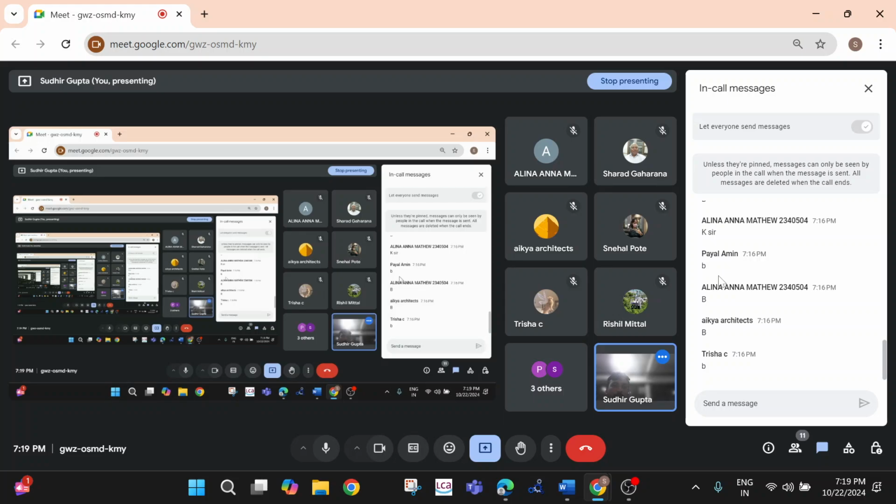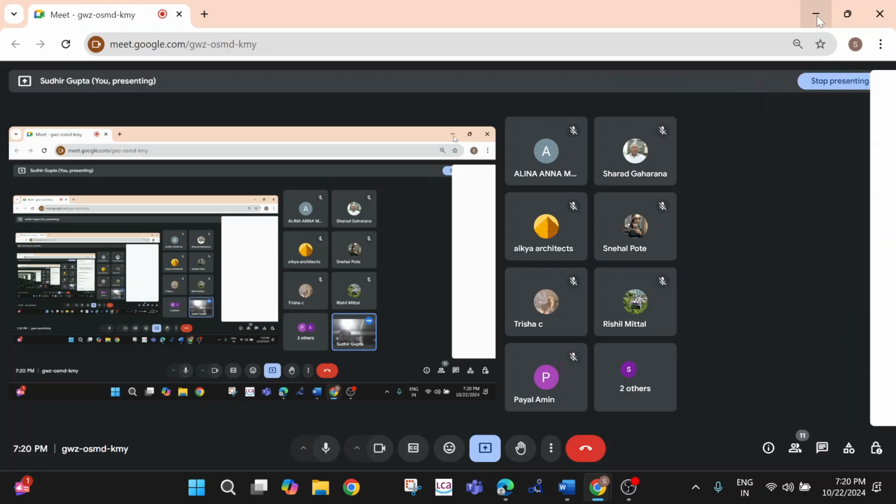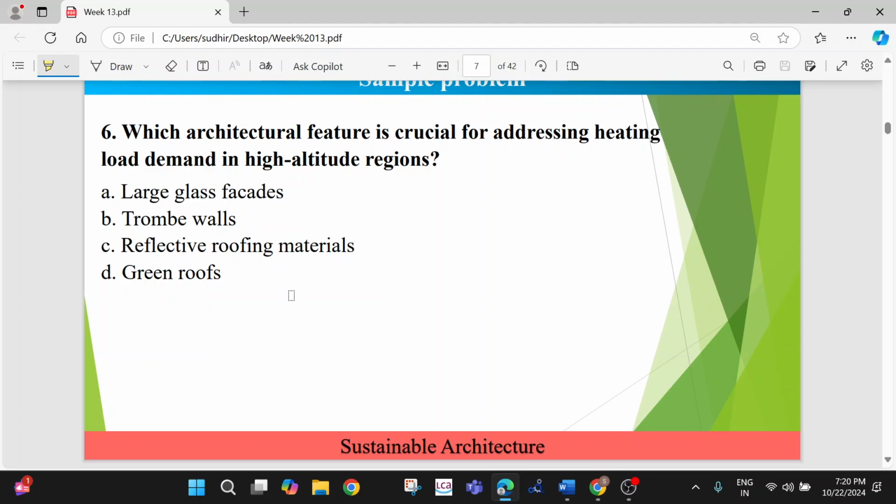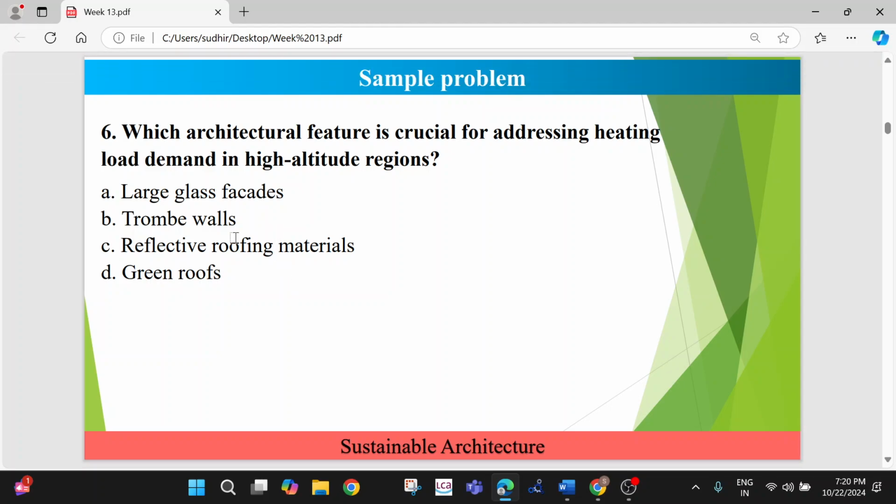Yeah. So most of you have answered option B. B will be the right answer. Trombe wall constructions, and how these Trombe wall constructions can help in addressing the heating load demand in high altitude regions, we will be discussing just after finishing these sample problem questions. This Trombe wall concept, how we can analyze it in the whole building simulation software DesignBuilder, we will be performing today after finishing these sample problem questions. So remind me this, we will be discussing and getting a real feel of it.